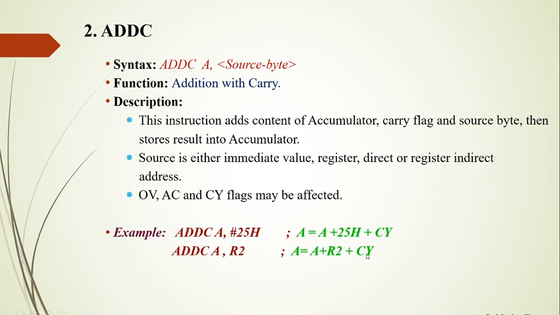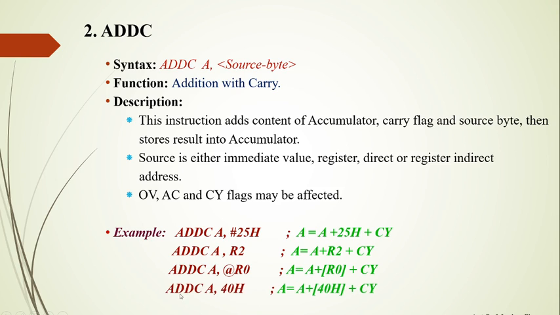Here the content of the carry flag gets added with the content of register R2 and with the content of the accumulator, and the result will be stored into the accumulator. Next example is ADDC A, @R0. Here again R0 is used as a pointer. So the content of the carry flag, the content of the memory location to which R0 is pointing, and the content of the accumulator get added, and the result will be stored into the accumulator.